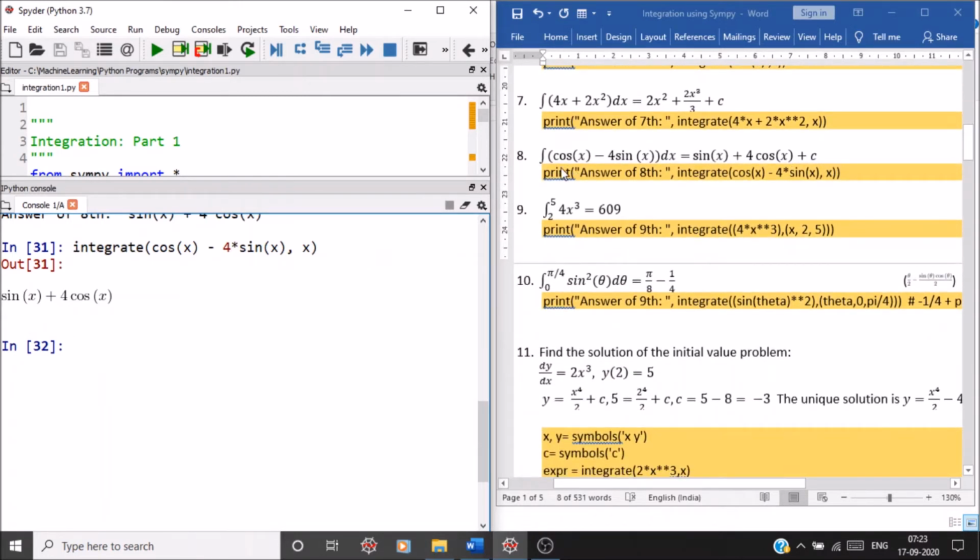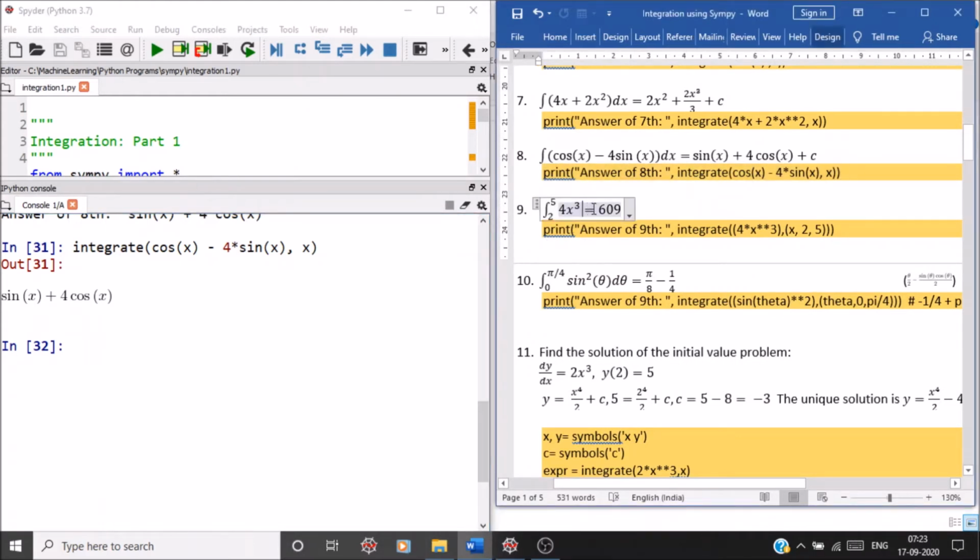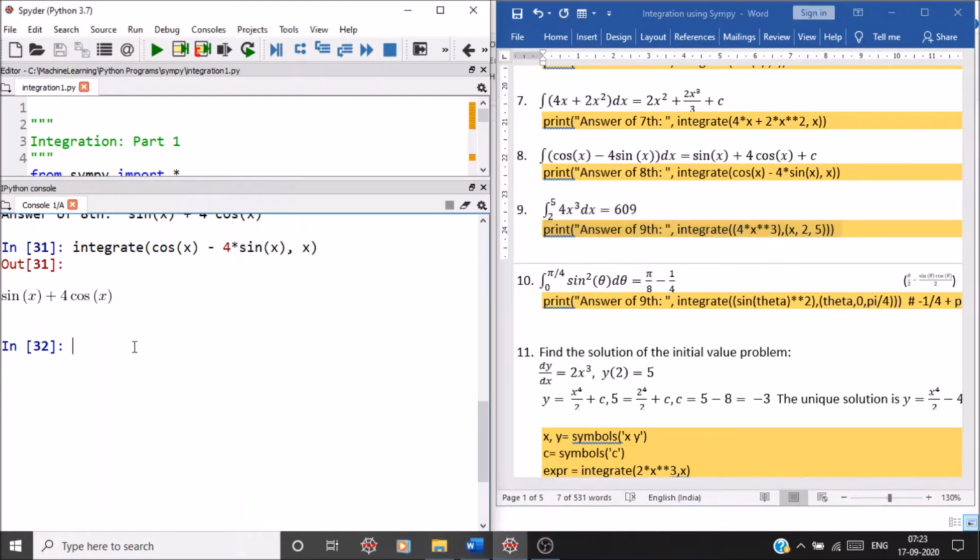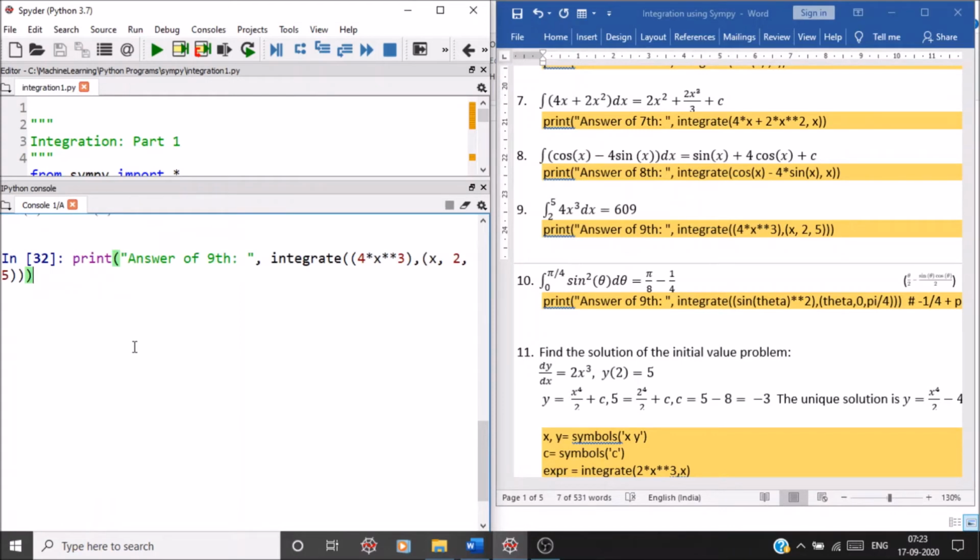Now next is a limit problem: integration 4x to the power q. Here dx must be there, and the upper limit and the lower limit are there, 2 to 5. The answer is 609. So we can see the exact answer. If you execute it, you can see integration 4x to the power q, and the lower limit is 2 and the upper limit is 4. And its answer is 609.